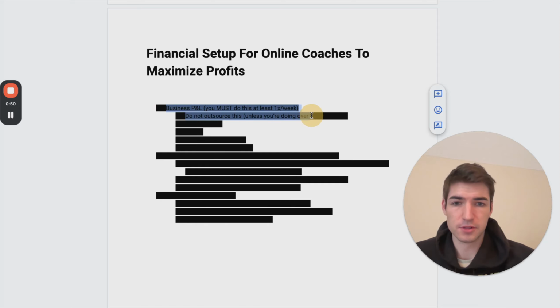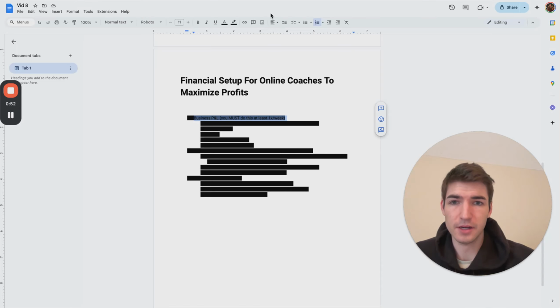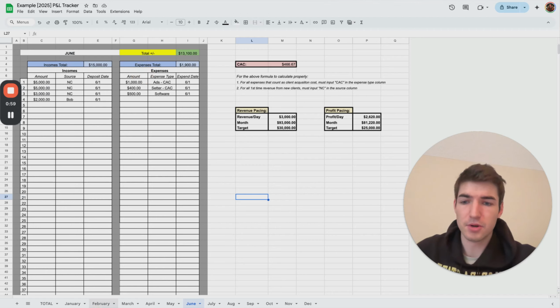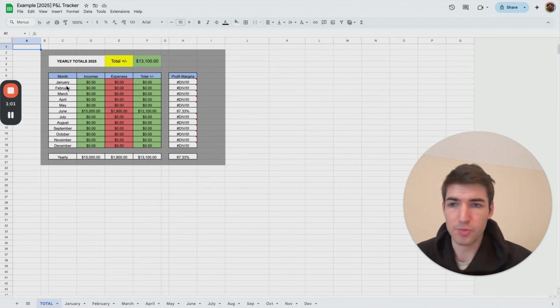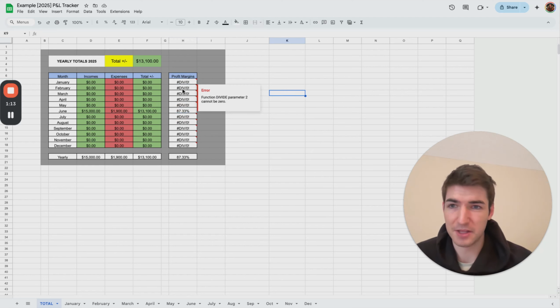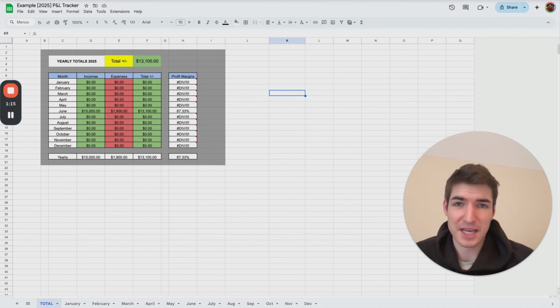So first things first, you need a business P&L. P&L is a profit and loss. So it looks something like this, where you basically have, month by month, here's the income, here's the expenses, and here's the net profit. I also have profit margins here, so I can easily see what the profit margins are. So for example, this dummy data, we're at 87% profit margins on that month. So you need something that looks like this.